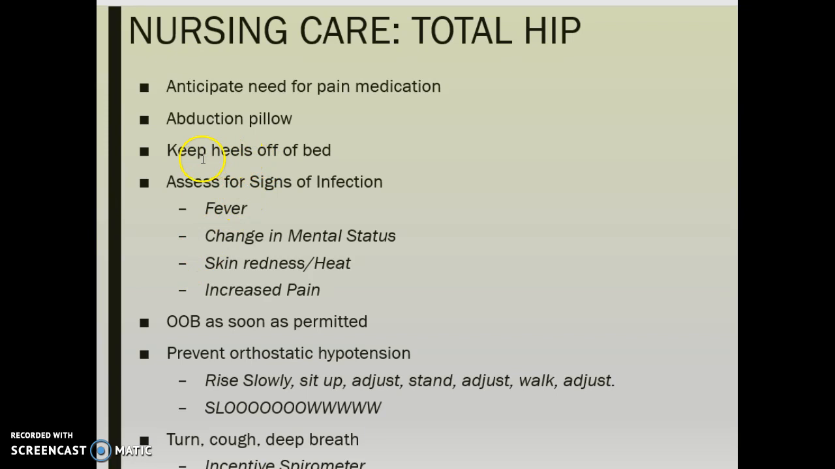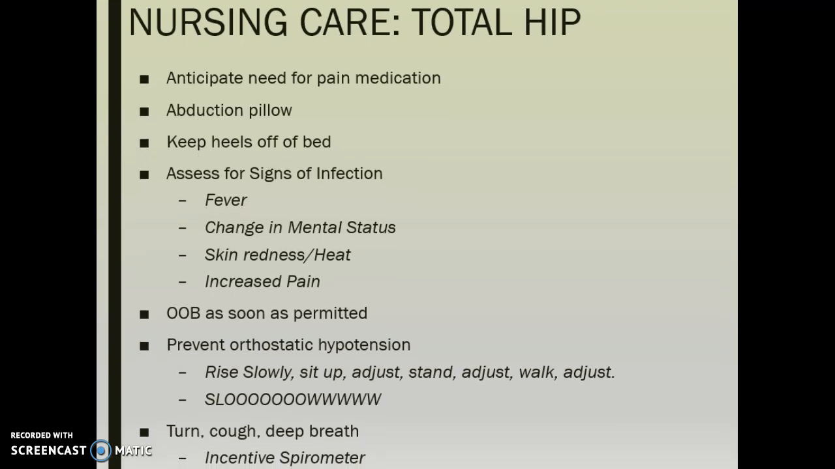You want to keep the heels off the bed so they don't develop any kind of pressure ulcer. And then check for fever, change in mental status, redness and heat, increased pain. You'll get the patient out of bed as soon as possible and as soon as permitted. Of course, with any kind of surgical procedure, the sooner they ambulate, the better off they do. We also want to prevent orthostatic hypotension. We want to make sure they get enough fluids. They'll be using an incentive spirometer because, of course, they did just have major surgery.